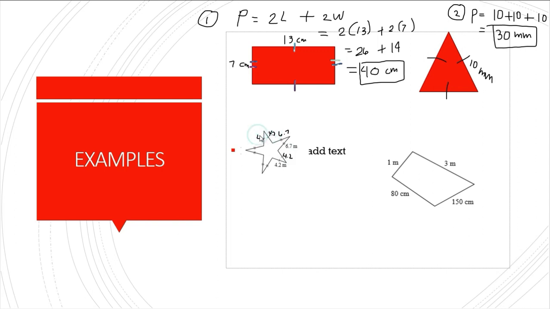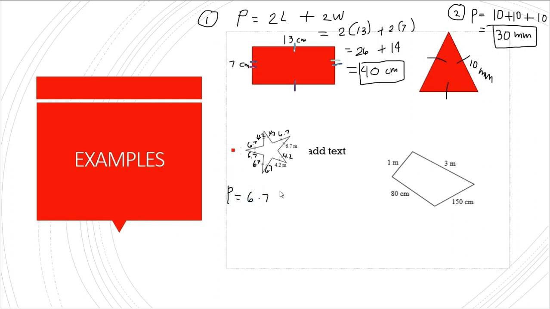And this is also 4.2. Okay, and this is also 4.2. Alright, and this is 6.7. And this is also 6.7. And this is 6.7. And this is also 6.7. Right? So, another way to do this is to simply add everything, or you can just multiply how many are there.